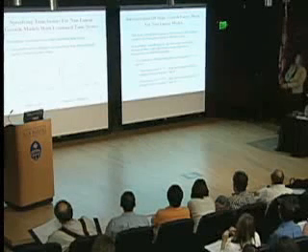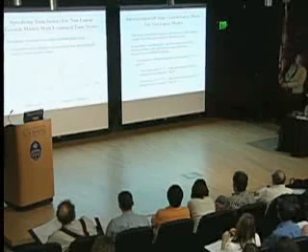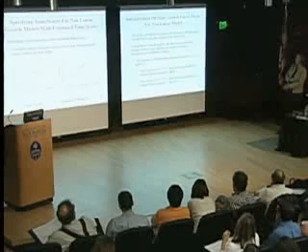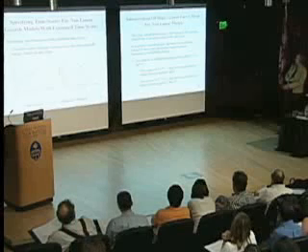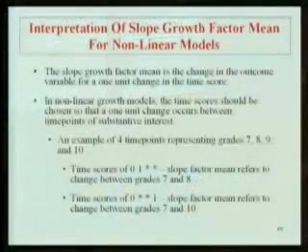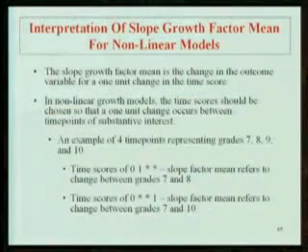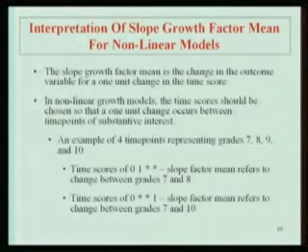So let's say you have an example like ours, grades 7, 8, 9, and 10. You could make your time scores 0, 1, free, free. Then the slope factor mean would refer to changes between 7 and 8. But if you made the time scores 0, free, free, 1, then the slope factor mean is going to refer to the change between 7 and 10.